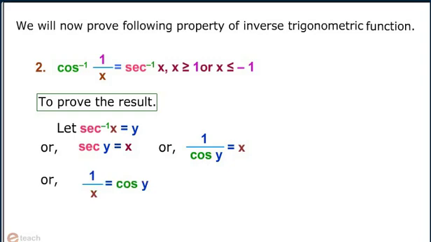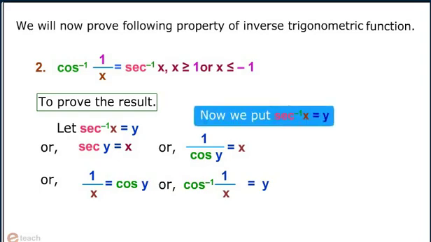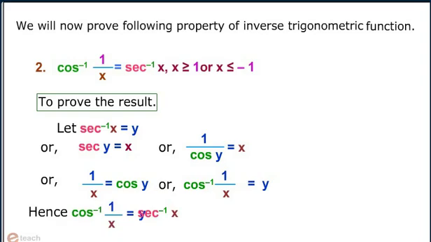On interchanging, 1 by x equals cos y. This implies cos inverse 1 by x equals y. Now, we put sec inverse x in place of y. Hence, cos inverse 1 by x equals sec inverse x.